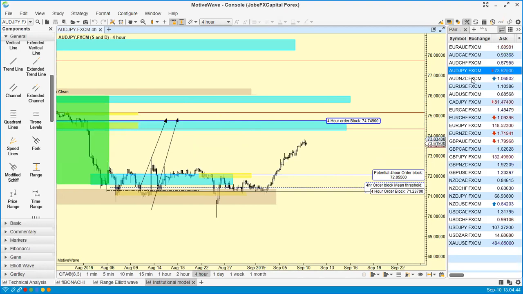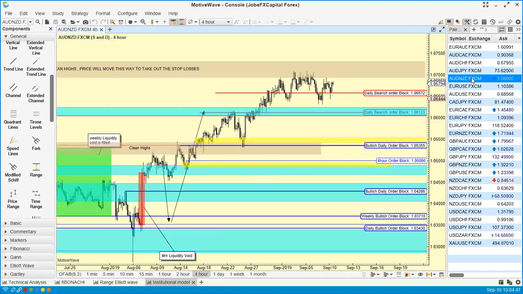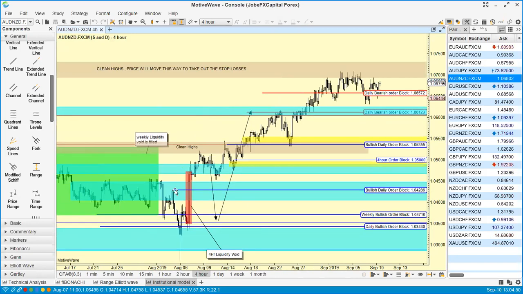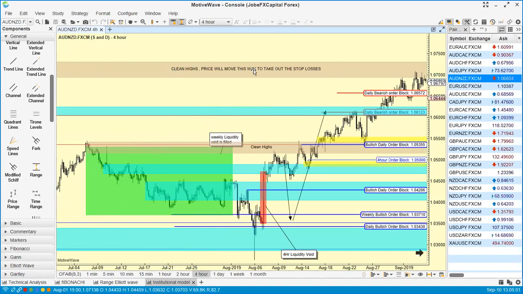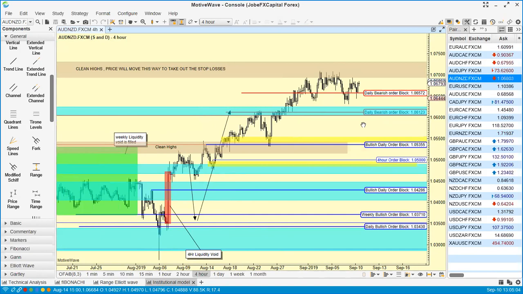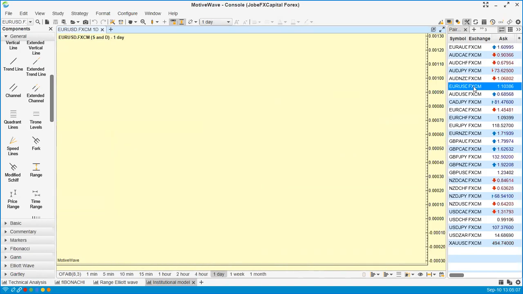And this is another one. You will see there will be others where I got them wrong, but the majority of them I got right. So here's another one. I said it was going to come here. Looks like it went all the way up, and I even wrote here clean highs. Price will move this way to take out all the stop losses. This you will understand if you decide to take the course.